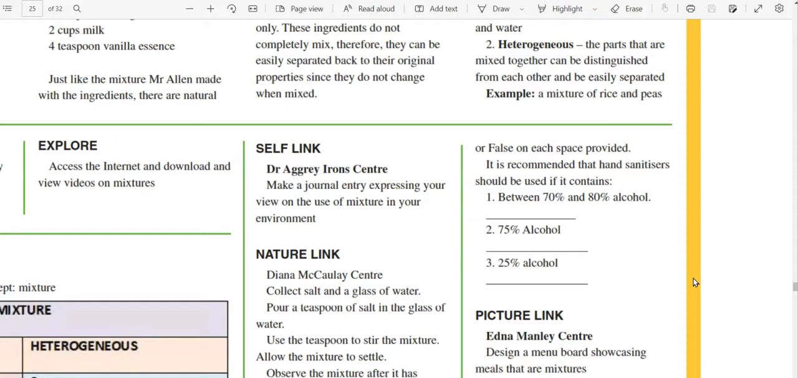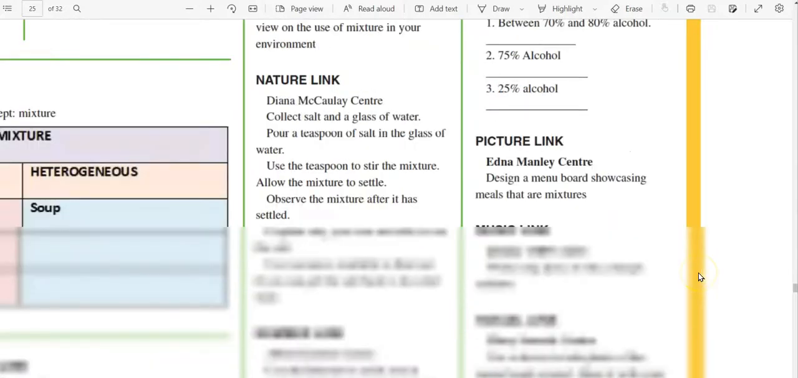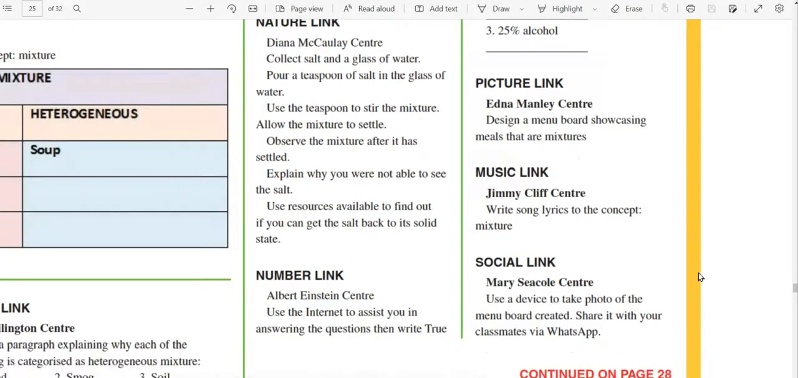So if we have 75% alcohol, what is the rest of it that's in the bottle? We need to think about that as well. So something else must be there to make the whole.